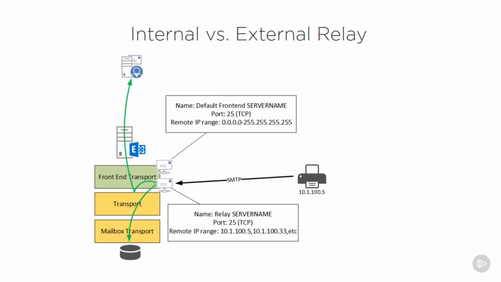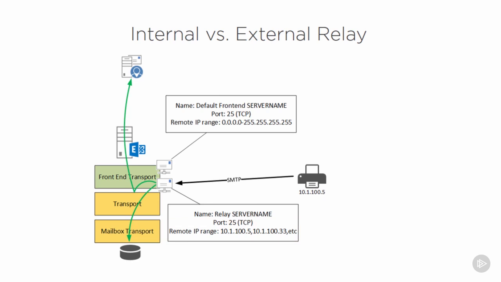The other method is to configure an anonymous SMTP relay connector. An anonymous SMTP relay connector is a receive connector that is also bound to the front-end transport service, so it's listening on port 25, and that is configured to accept unauthenticated or anonymous connections from specific IP addresses or IP ranges, and it will allow those specific IP addresses to relay to external recipients.